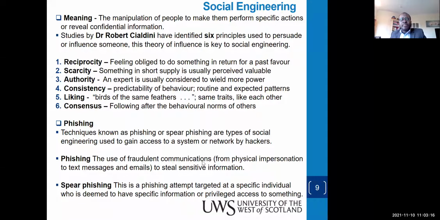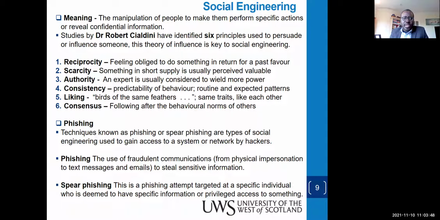It is purely fraudulent communication. They could impersonate someone through text messages and emails, to steal sensitive information. So phishing is very key. Someone logs into the university system and tells you that your email is flooded, you don't have so much space in your email. You might even think this mail is coming from the head of department or the IT department, but for all you know, this guy is a criminal trying to defraud you.